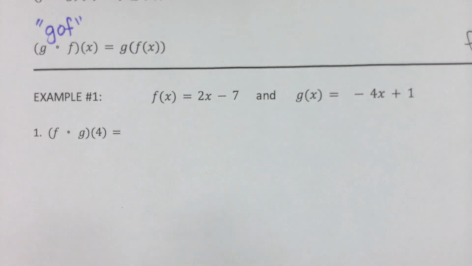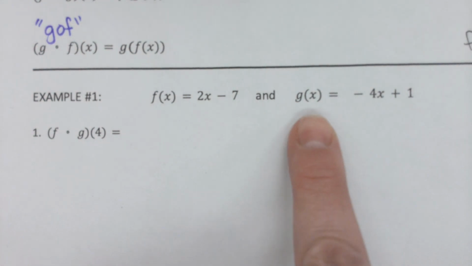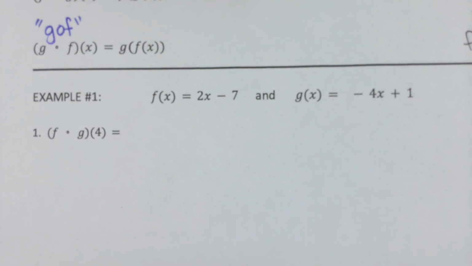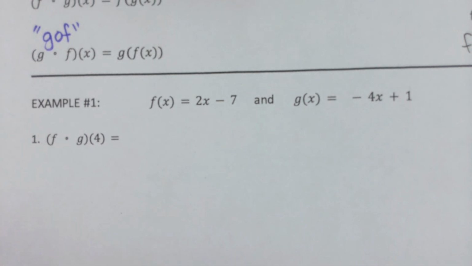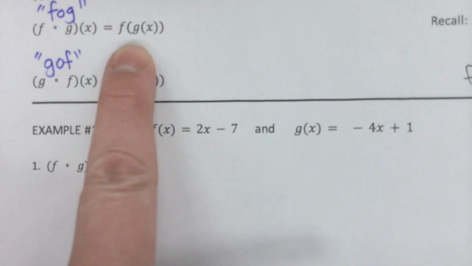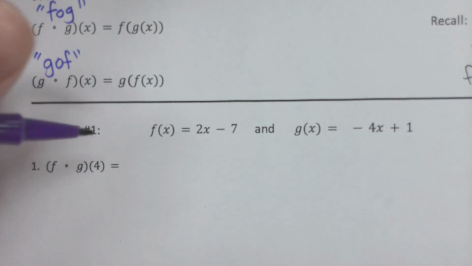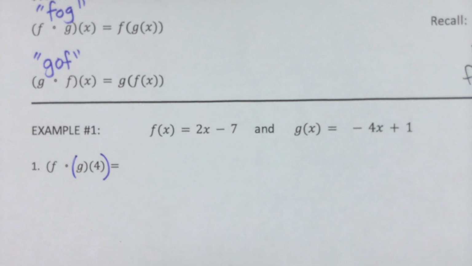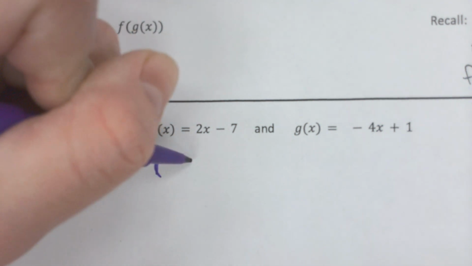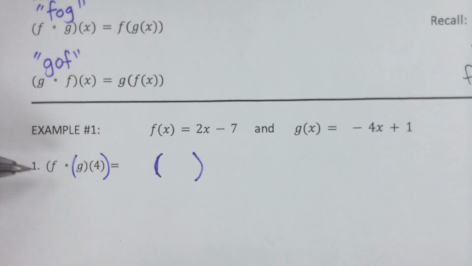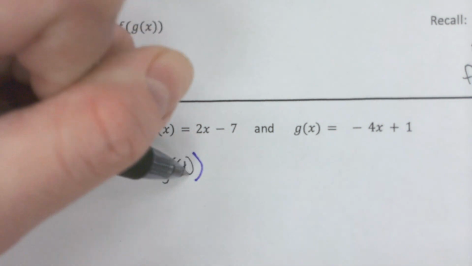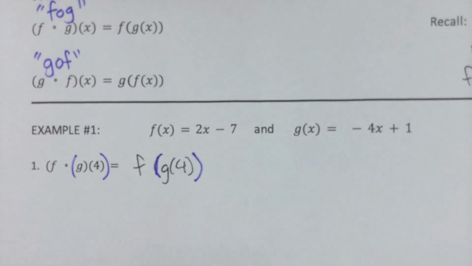Number 1, we have f of x is 2x minus 7, and g of x is negative 4x plus 1. First, we're asked to find fog of 4. Let's first rewrite it like it is above on the right side. The trick: whatever letter is closest to the number, that's going to be the inside function. So it's going to get its own set of parentheses. So f, that's left out, is going to go on the outside, and then g of 4 is going to go in that set of parentheses.